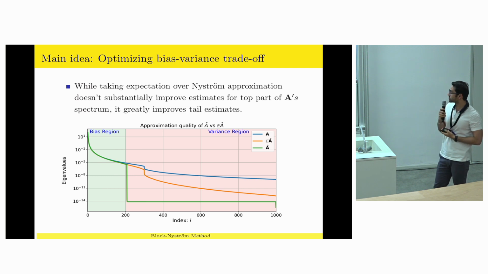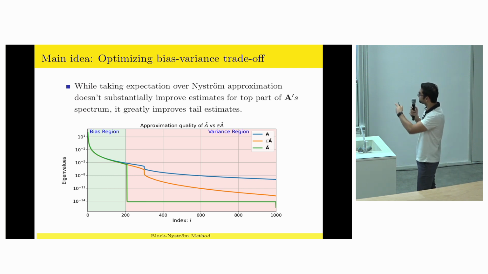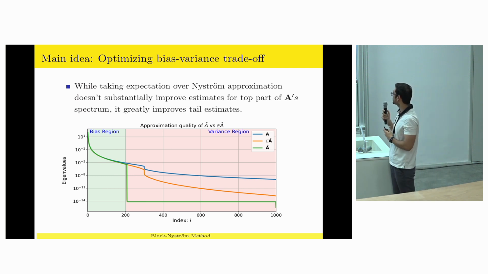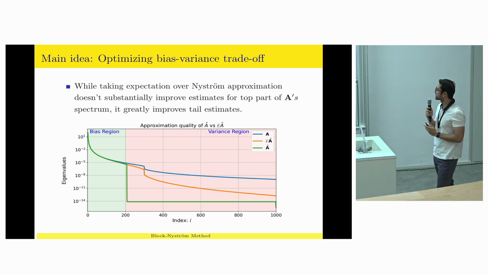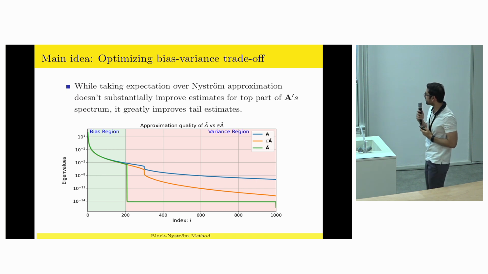And another way to see this is by this figure. You can read the line over there, but I'm going to present this by this figure. On the y-axis, we have eigenvalues. And on the x-axis, we have the index of these eigenvalues. The plot has two parts. The left part is the bias region, and the right side is the variance region. And there are three plots over there. The blue part is A, the green line is the Nystrom, and the orange line is expected Nystrom.